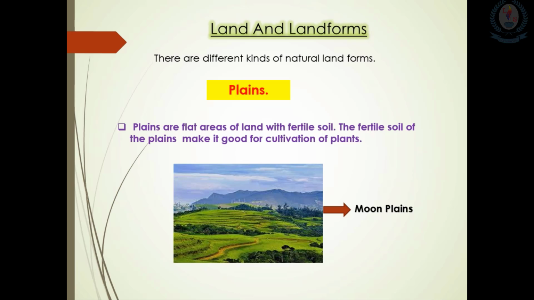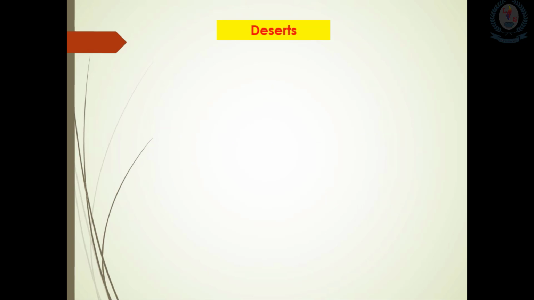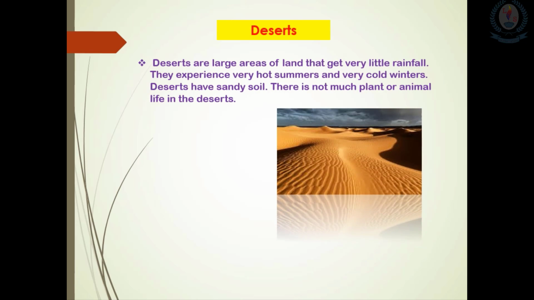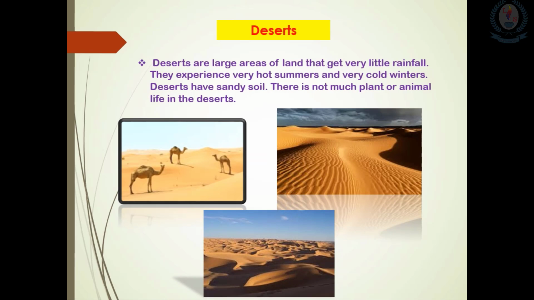Children, there is a picture you can see. It is more plains. Children, now you are going to learn about second landform, that is deserts. Deserts are large areas of land that get very little rainfall. They experience very hot summers and very cold winters. Deserts have sandy soil. There is not much plant or animal life in the deserts. Children, you can see some pictures of deserts here.